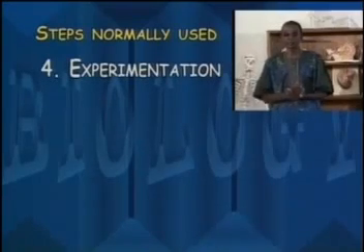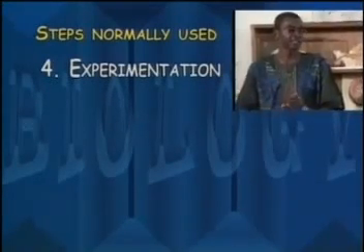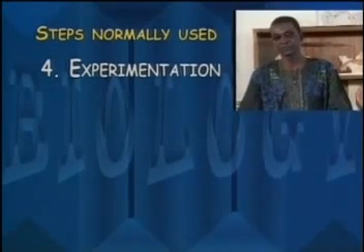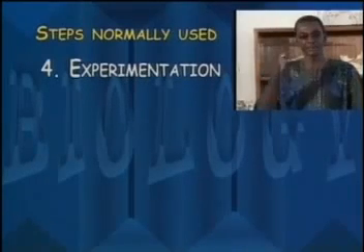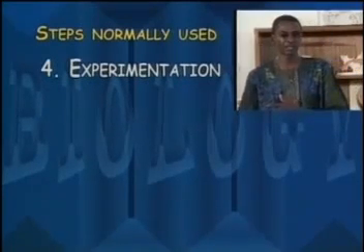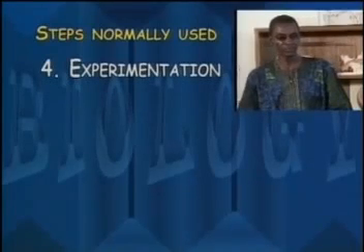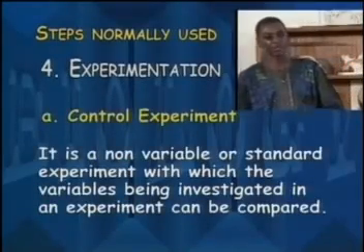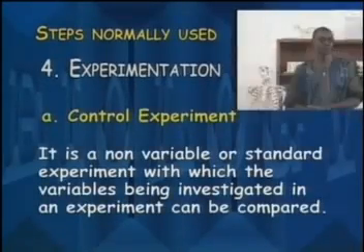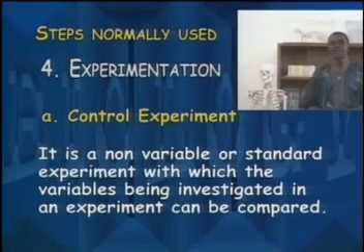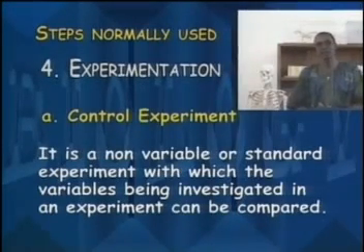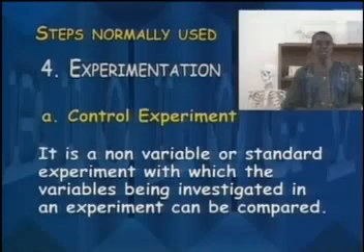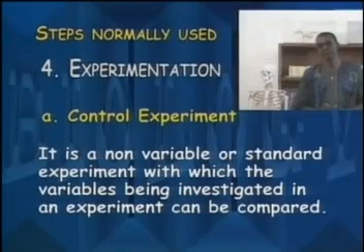Four, experimentation. After we've stated our problem, that is the hypothesis, we have to put the investigation through an experiment. We call it experimentation. Experimentation involves two steps. We have a control experiment and we have the experiment group. A control experiment is a standard experiment that contains almost all the variables. Again, it is a non-variable or standard experiment with which the variables being investigated in an experiment can be compared.